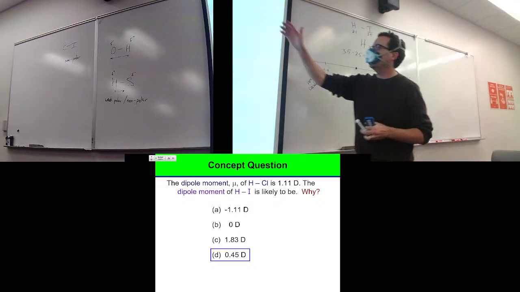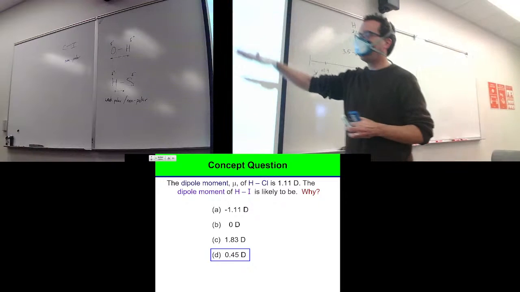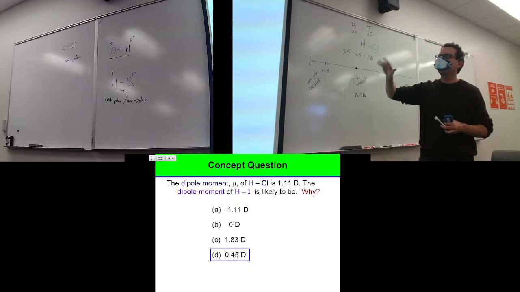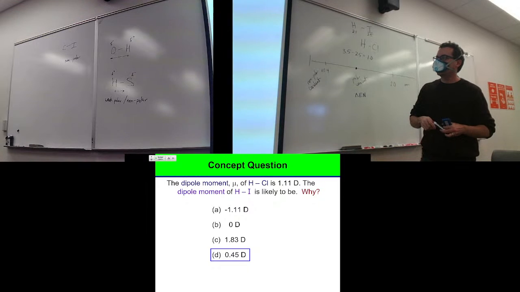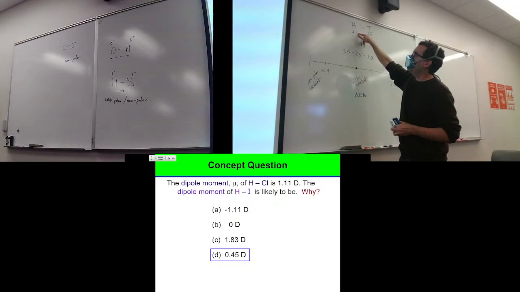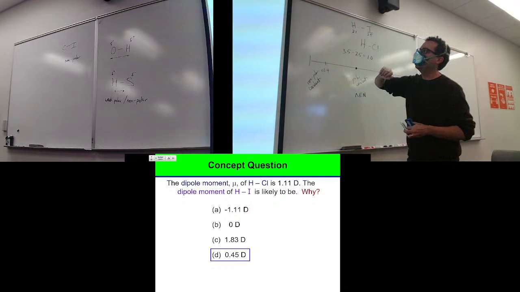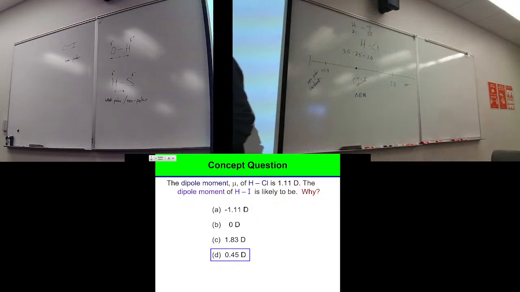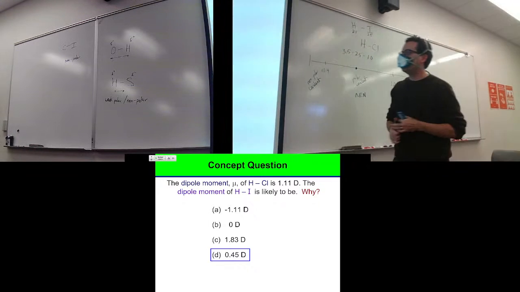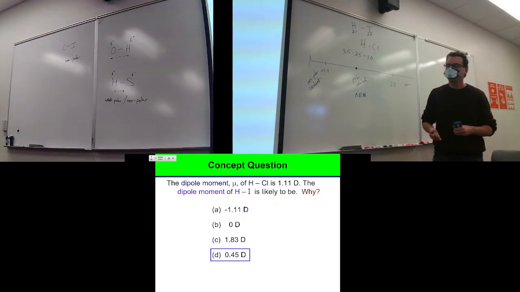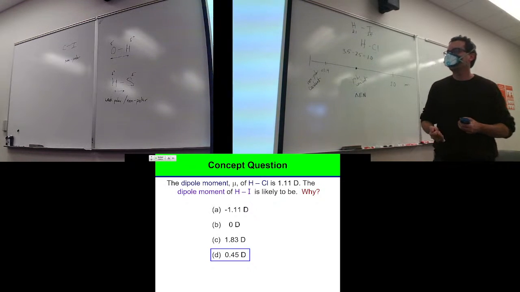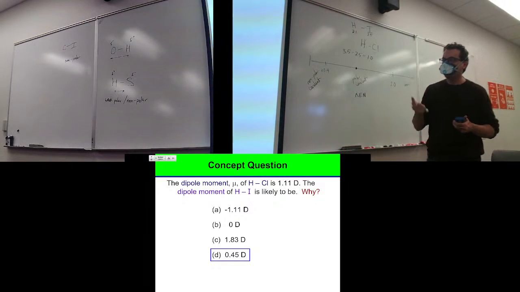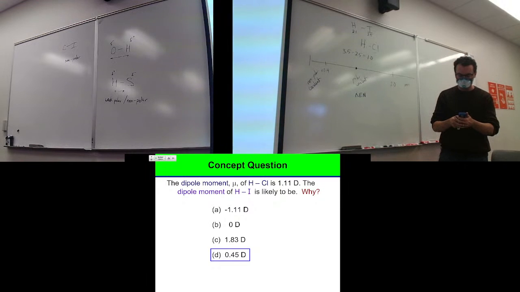So the dipole moment is proportional to the difference in electronegativity. So this is a much smaller difference in electronegativity than HCl is. So we'd expect a smaller dipole moment. So instead of being higher, it should be smaller, 0.45. It's not going to be 0 exactly, because there is a difference. We could call this a non-polar bond because it's so small, but it still has a measurable dipole moment. It's small enough that it might not matter for most bonds, though.